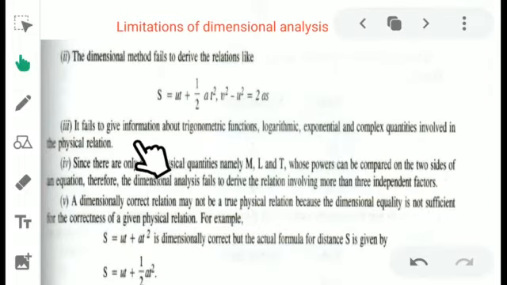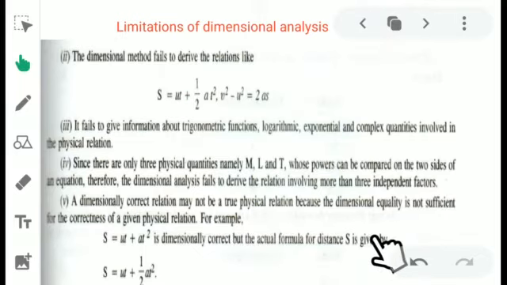It fails to give information about trigonometric, logarithmic, exponential functions and complex quantities involved in a physical relation. Since there are only three physical quantities, M, L, T, whose powers can be compared on the two sides of the equation, dimensional analysis fails to derive a relation involving more than three independent factors. A dimensionally correct relation may not be a true physical relation, because being dimensionally correct is not sufficient for the correctness of the given physical relation.